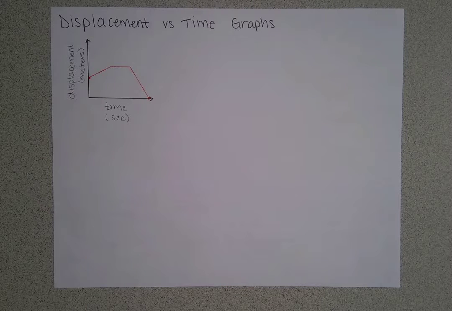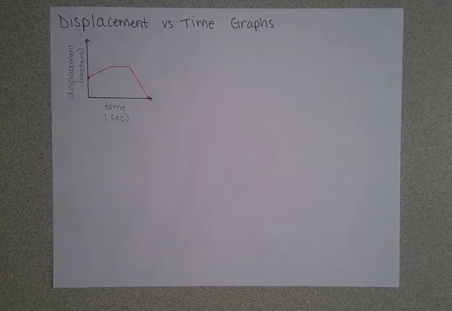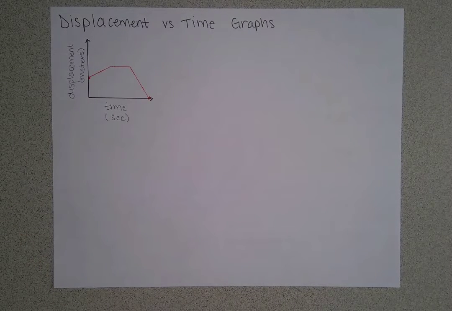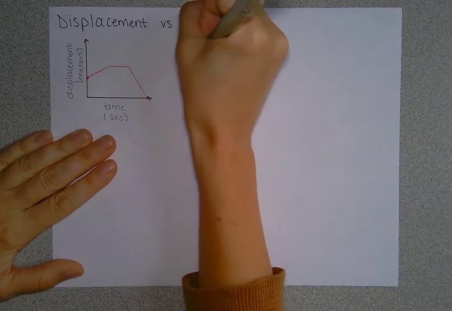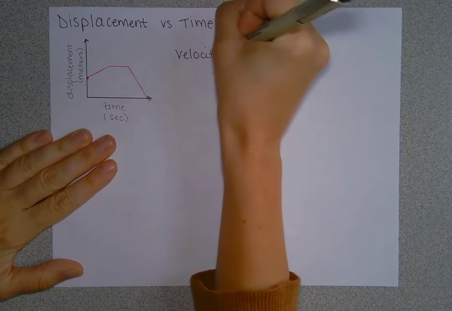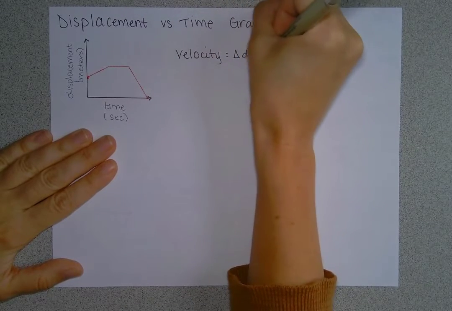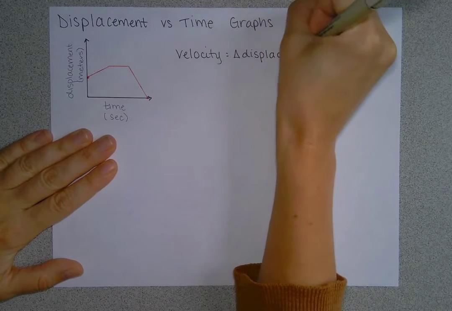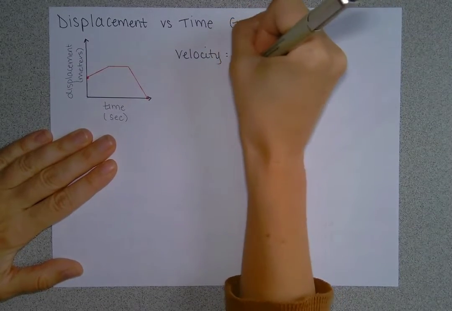So it turns out you can find more than just displacement and time from a displacement versus time graph. What you can also use the displacement versus time graph to find is velocity. And what is our formula for velocity? Velocity is change in displacement over change in time.